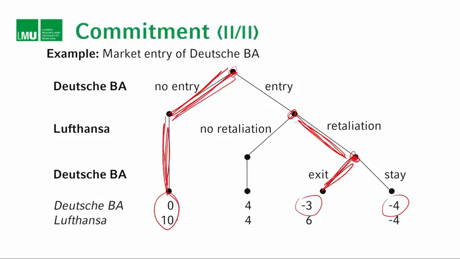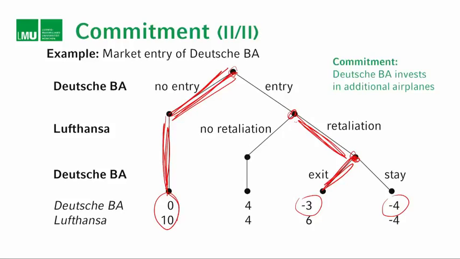So this is because Lufthansa can threaten, or basically will retaliate, because they know that retaliation will drive Deutsche BA out of the market again. So let's see now what we can do. Deutsche BA can engage in a commitment strategy by investing in additional airplanes.